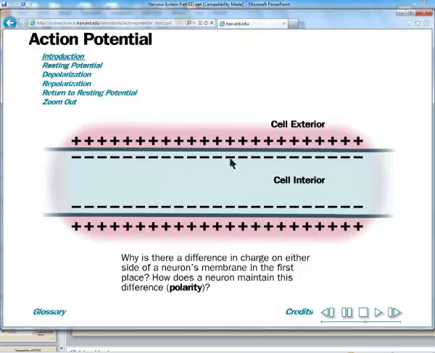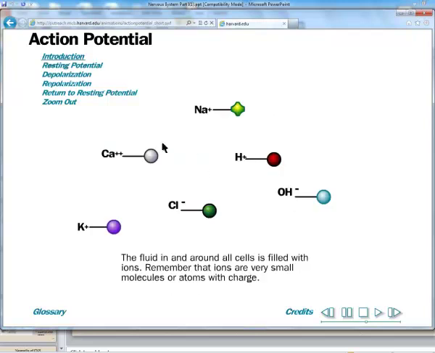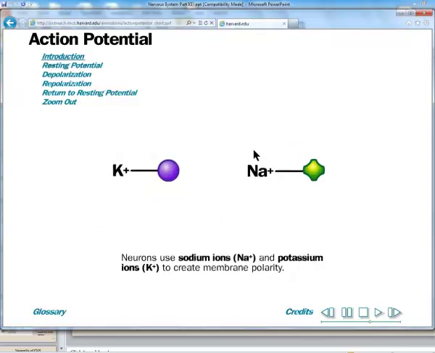This being the inside of the axon and then the positive on the outside. So recall that ions have specific charges. We have a number of ions that we find distributed across our cell membranes. The two ions we're going to focus on are potassium and sodium. Notice they're both positively charged ions.